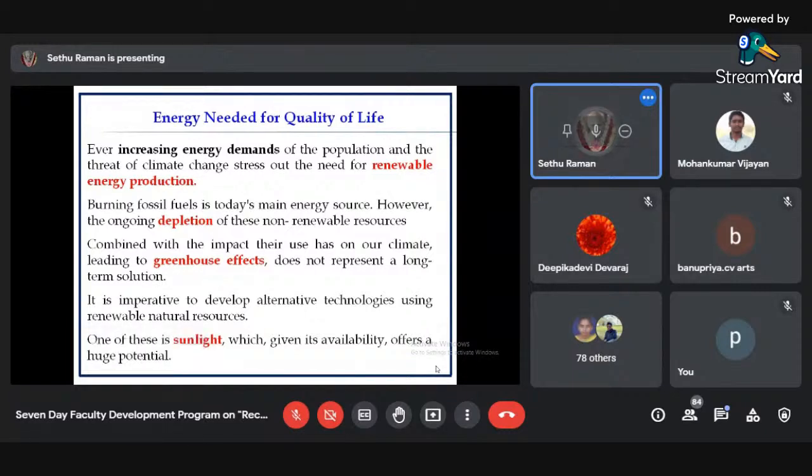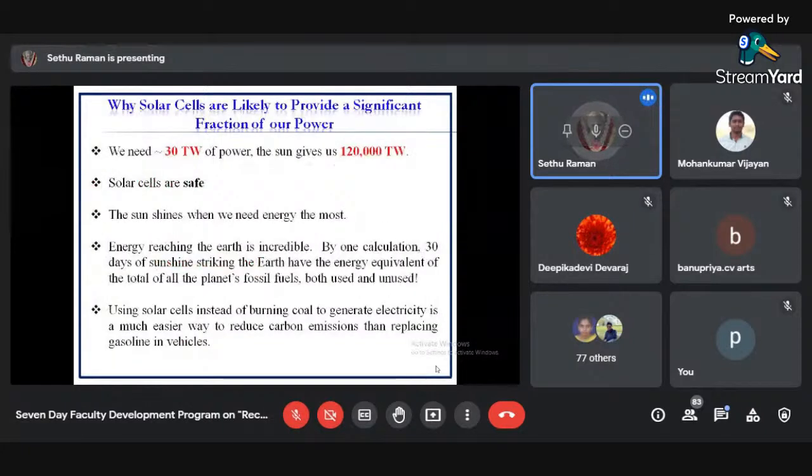So it is imperative to develop alternative technology using renewable natural sources. One of these is sunlight, which, given its availability, offers huge potential. That's the reason, and of course we are getting a huge amount of energy, almost 120,000 terawatts, from the sun. Basically, we need 30 terawatts of power. So why are solar cells likely to provide a significant fraction of power?